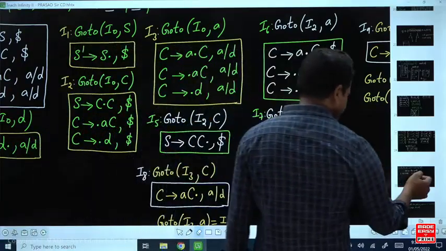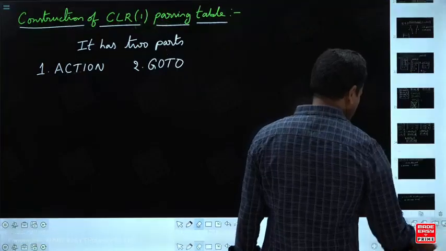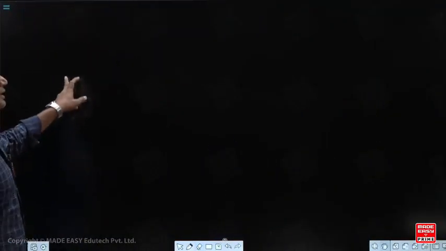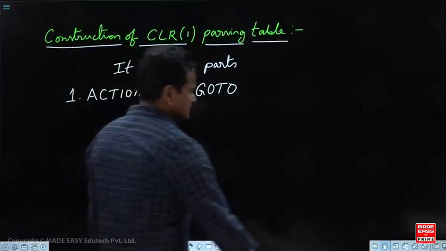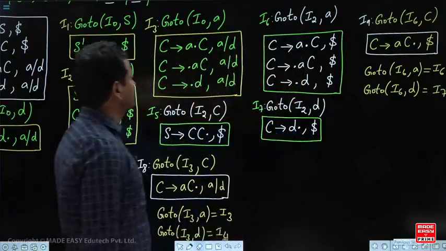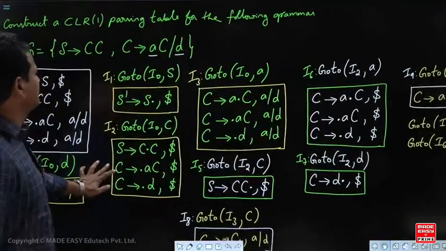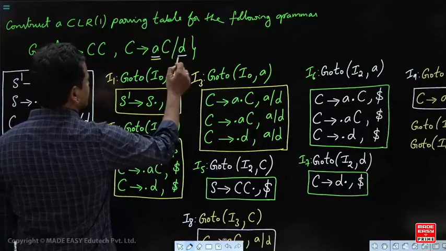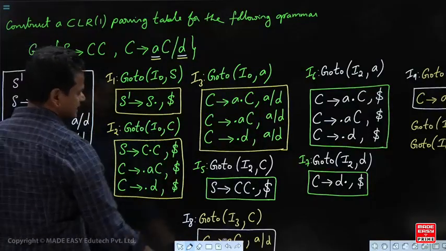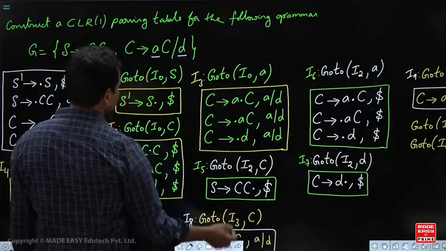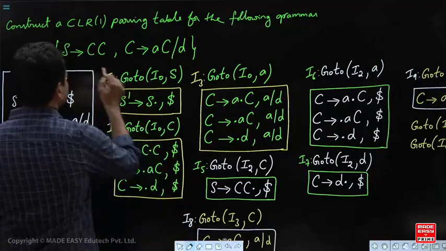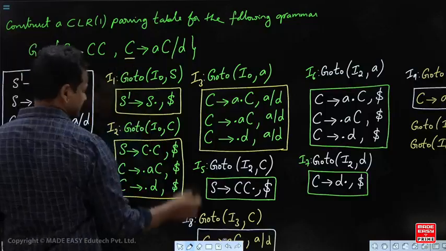Now here it has two parts, action and go to. Do you identify here? This is the grammar. What are the terminals here? The terminals are A and D. So we have only two terminals, A and D. And what are the non-terminals? The non-terminals are S and C.